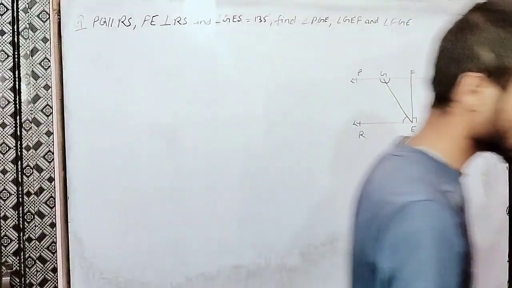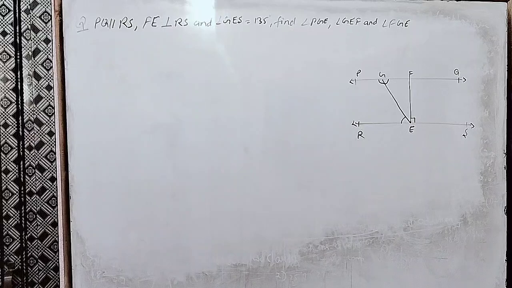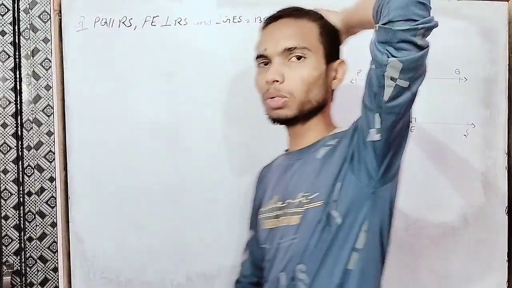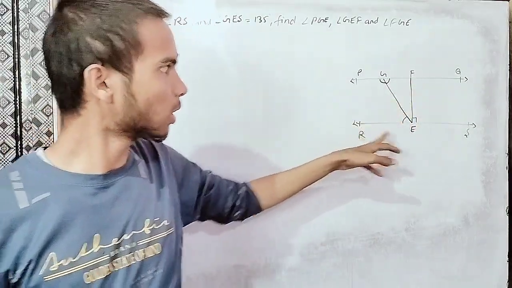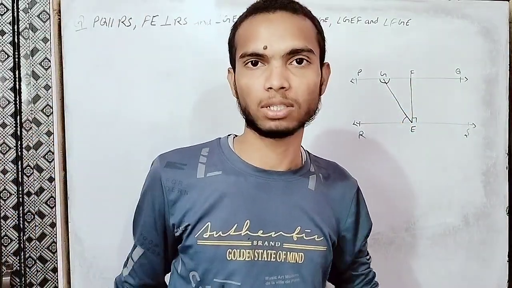This is the figure. Just to understand the question, what is the question saying? The question is the same. PQ is parallel to RS. Okay, we have two lines which are parallel to each other.